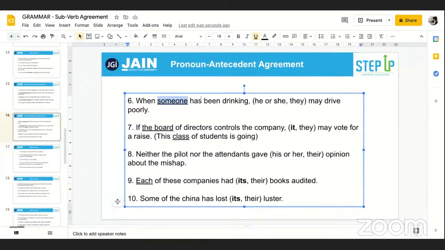Yes, sir. Okay. When someone has been drinking, dash may drive poorly. He or she.